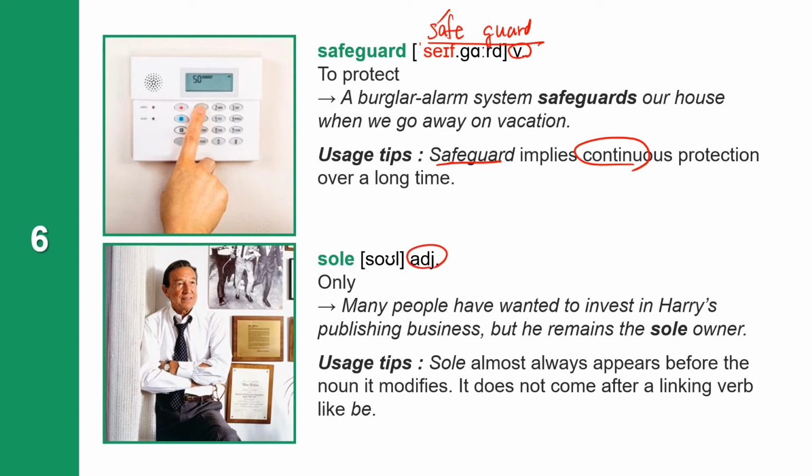The last one, sole. Sole is an adjective and it means only. Many people have wanted to invest in Harry's publishing business, but he remains the sole owner. Sole almost always appears before the noun it modifies. It does not come after a linking verb like be. Sole.